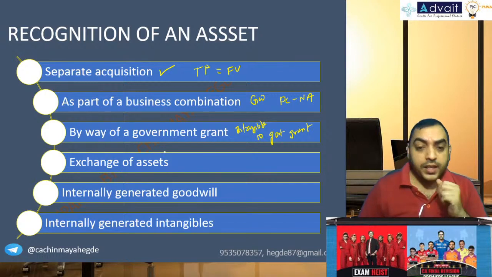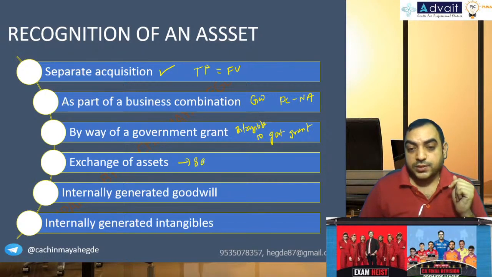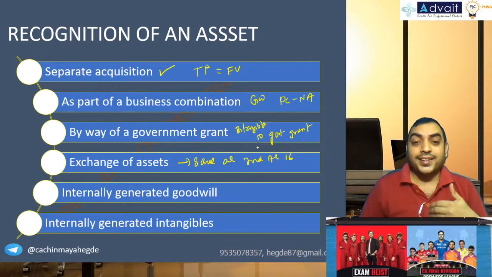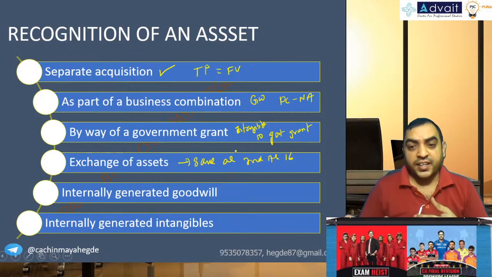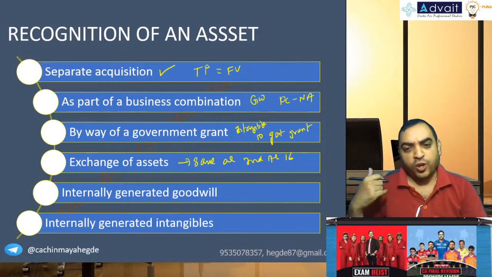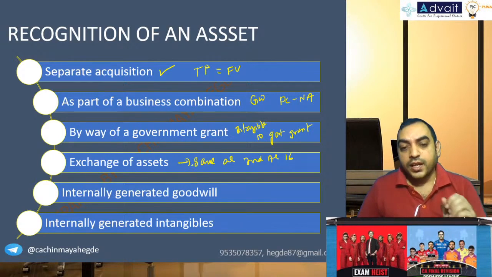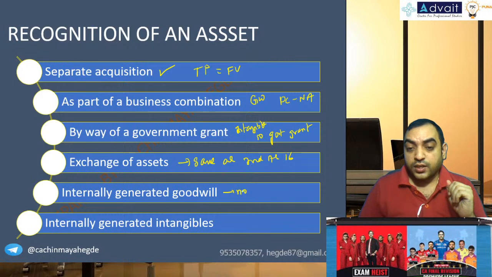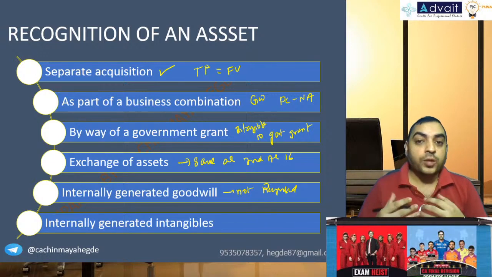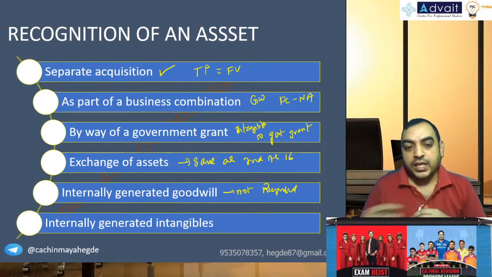Concession also works a similar way. Exchange of asset, same as Ind AS 16, what we discussed, that is commercial substance, and then you go for fair value of the asset acquired or given up, whichever is clearly evident. And from the exam point of view, go for the fair value of the asset given up, and then the fair value of the asset acquired. Same thing. Internally generated goodwill is not recognized. That is because of the cost principle. Reliable measurement of cost cannot be there in goodwill, therefore it is not recognized.